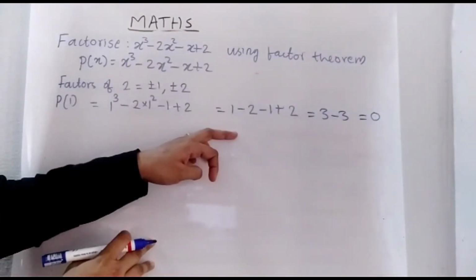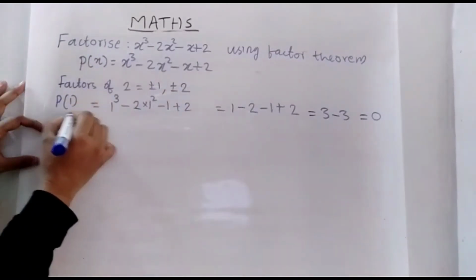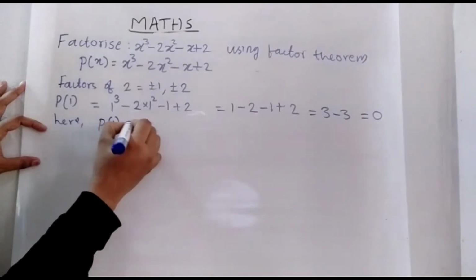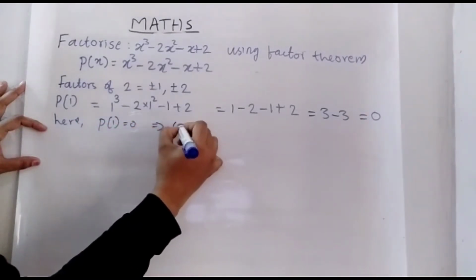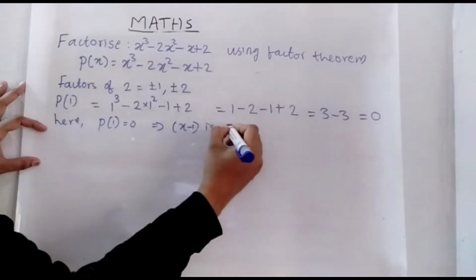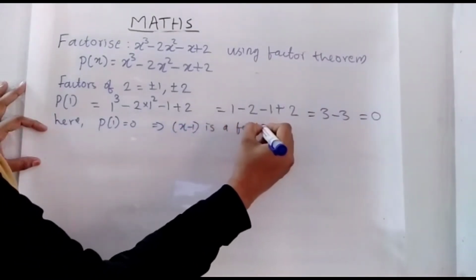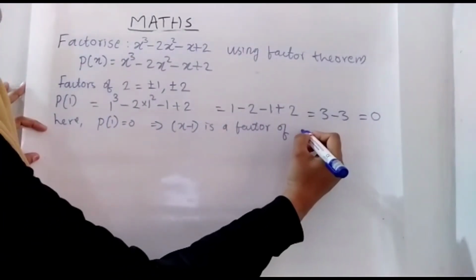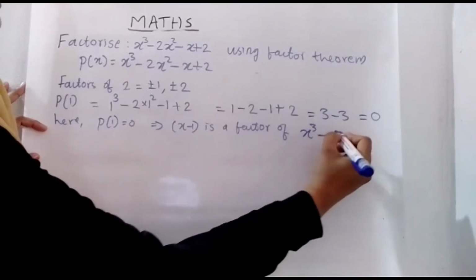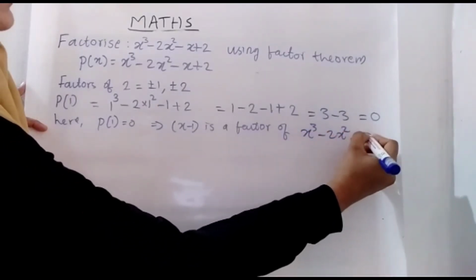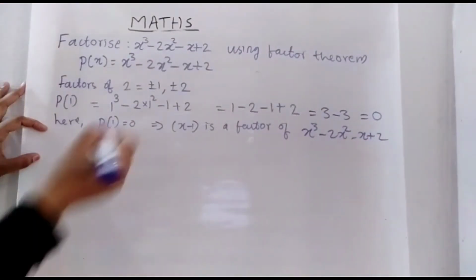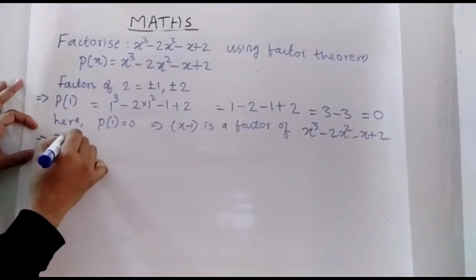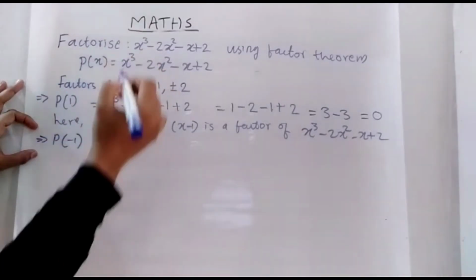So how can we write this? Here p of 1 is equal to 0, which implies what? x minus 1 is a factor of this polynomial, a factor of p of x, or x cube minus 2x square minus x plus 2. Clear? The next step, we have to check p of minus 1. Let's check.